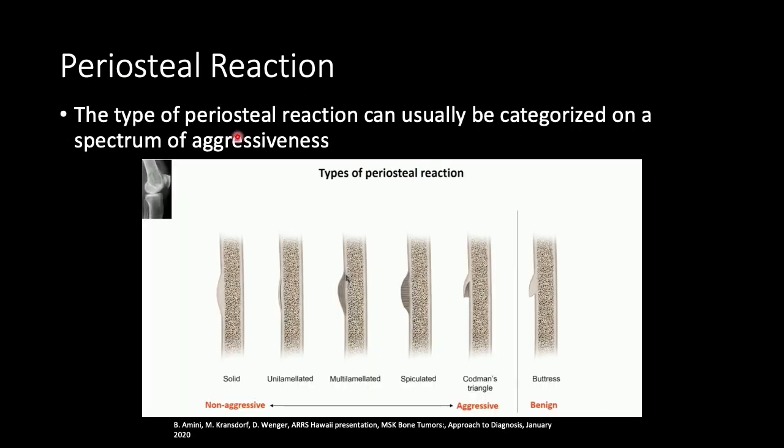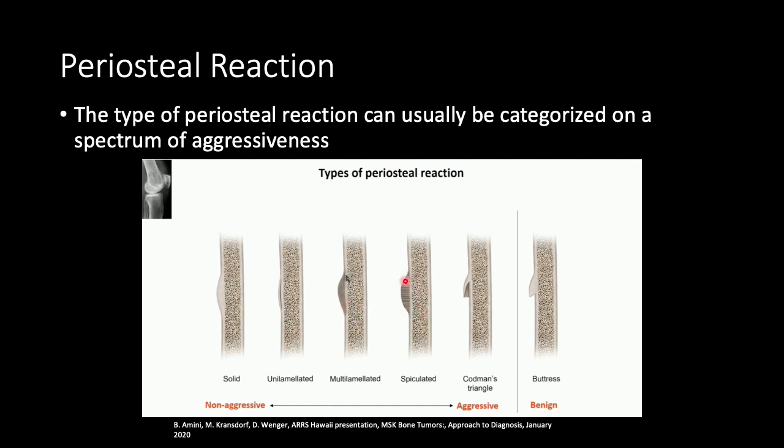And you can have different types of periosteal reaction, and they can suggest different things. So you can see that there's a kind of a spectrum here of non-aggressive to aggressive types of periosteal reaction, and these are different kinds. If you have this nice solid periosteal reaction, that's non-aggressive. Usually this is associated with healing fractures. Unilamellated and multilamellated, kind of progressing in aggressiveness, suggests to you that something's growing there and laying down new bone at one point, and then it's growing a little bit and laying down some new bone.